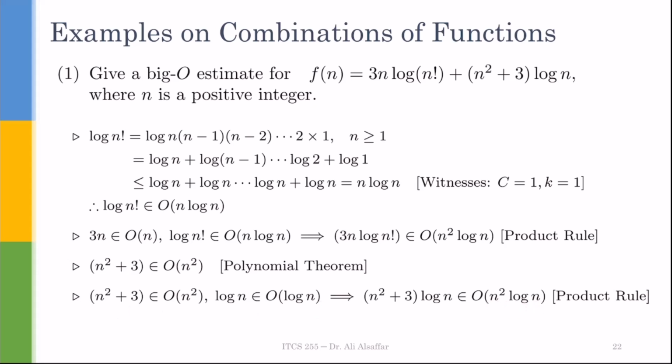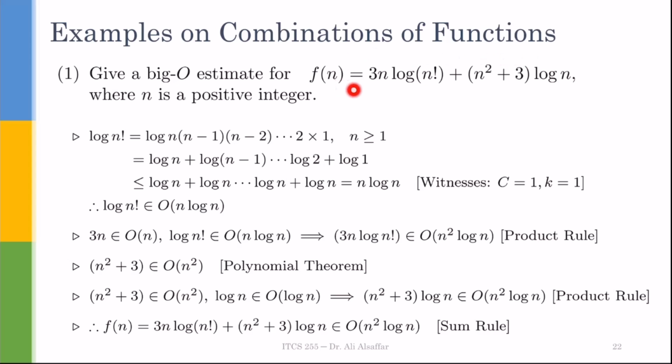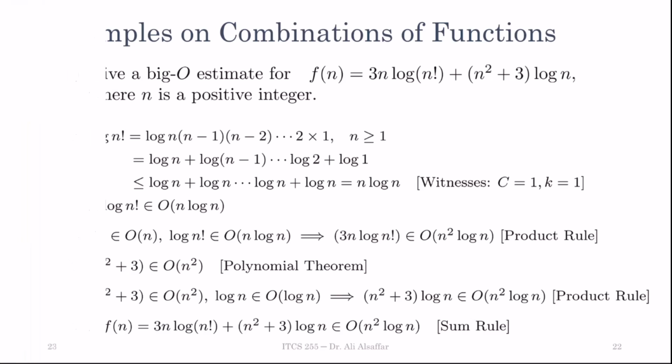Notice for this part we have found order n squared log n, and for the second part we have obtained the same order. So according to the sum rule, we can take one of those orders as the answer. So therefore we can conclude that this function belongs to big O of n squared log n.